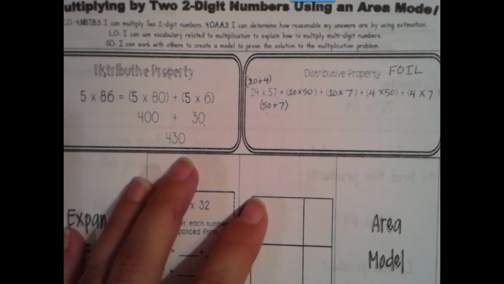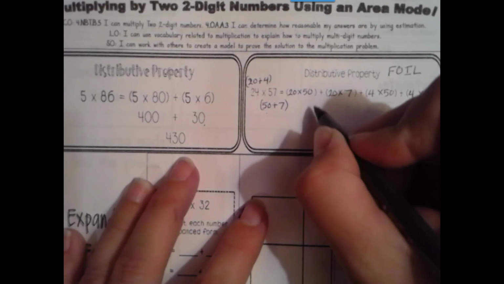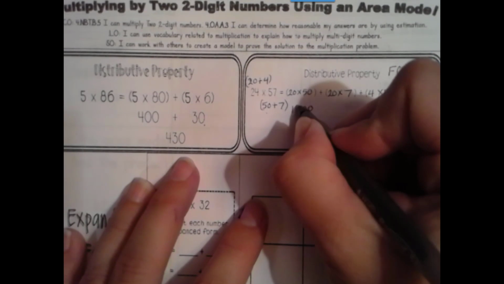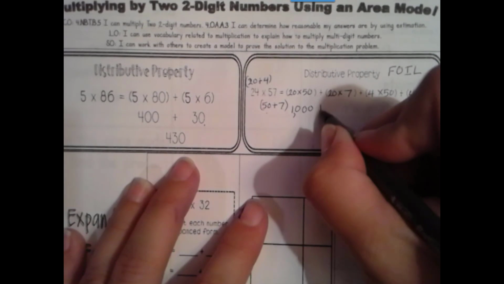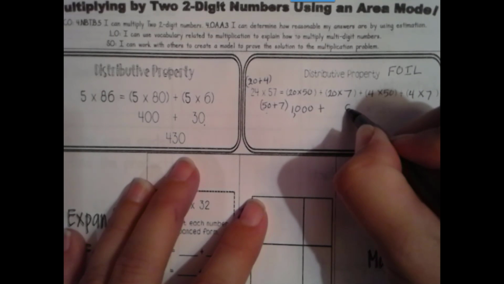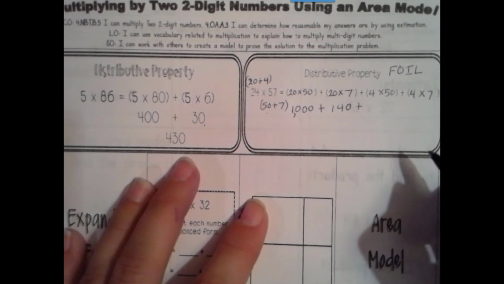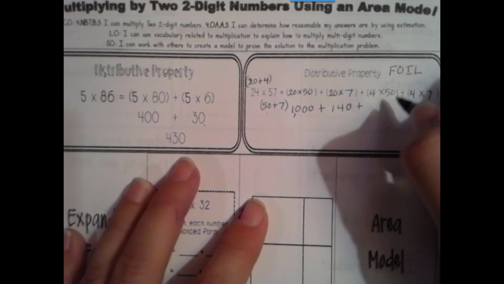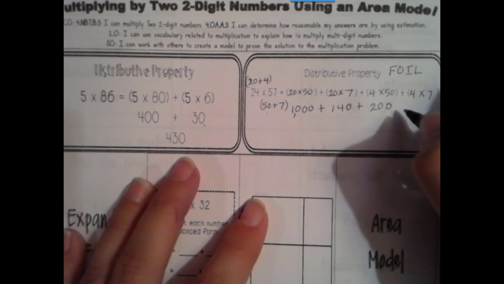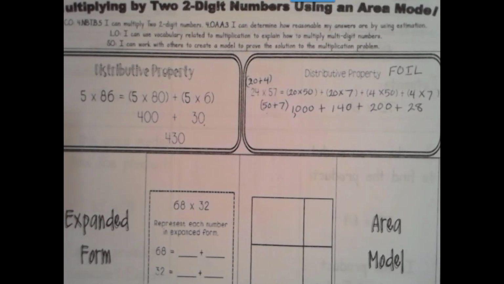Once we've done the distributive property, 20 groups of 50, I have 2 placeholders, moves it over 1, 2 places. 2 times 5 is 10. 20 times 7, placeholder moves it over a place. 2 times 7 is 14. 5 times 40, placeholder moves it over a place. 4 times 5 is 20. And then 4 times 7 is 28.